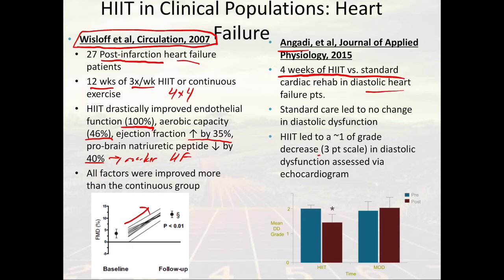a 3-point heart failure criteria scale, or heart failure severity scale would be the better way to say it. And what they saw in the HIT group is that it dropped 1 full point in the heart failure scale. That was a significant drop. There was no change in the moderate group in just those 3 weeks, or 4 weeks.